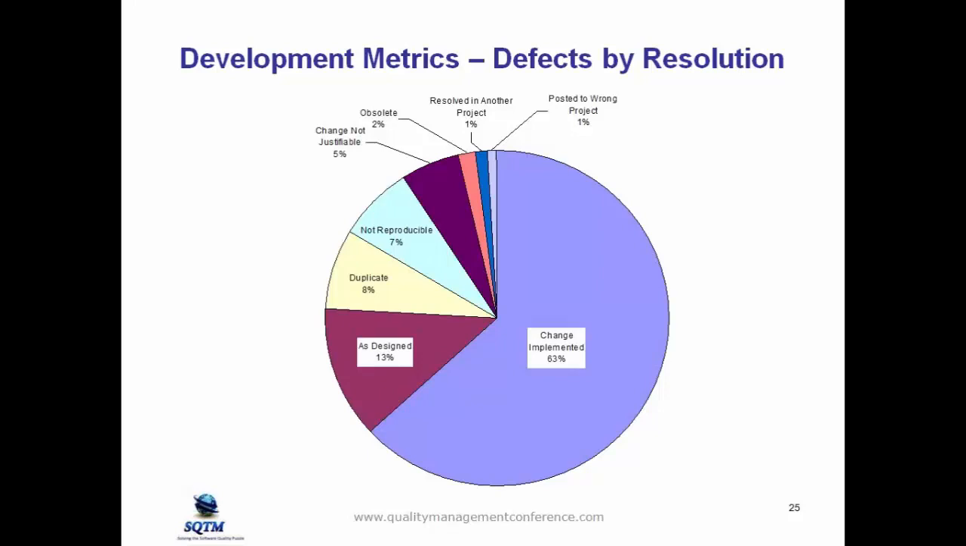As designed means that we found a defect, but it was rejected because the developer said the application is working as designed. From a testing perspective, I need to understand why my tester thought that was a defect in the first place. Is the requirement out of date? Is the application wrong? There's got to be some disconnect between the documentation and the application that caused my tester to think that this was a defect in the first place.